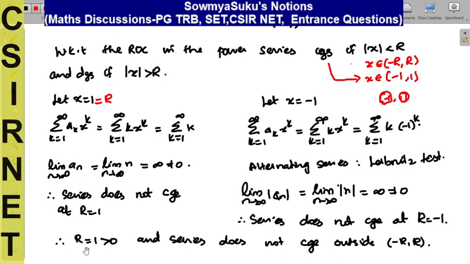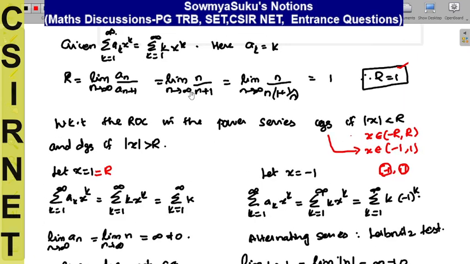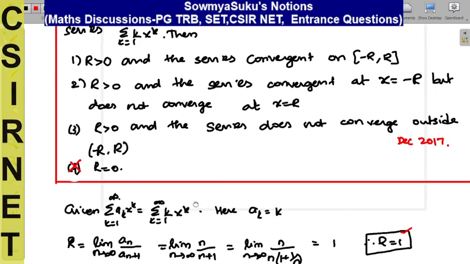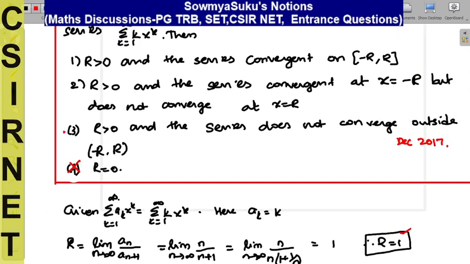So we can say that R is greater than 0 because R equal to 1, and the series does not converge outside. If it is inside, according to this condition, it converges, but at 1 and minus 1 itself it does not converge. So you can see that option C, that is option 3, is the correct one. Let's see the next question.